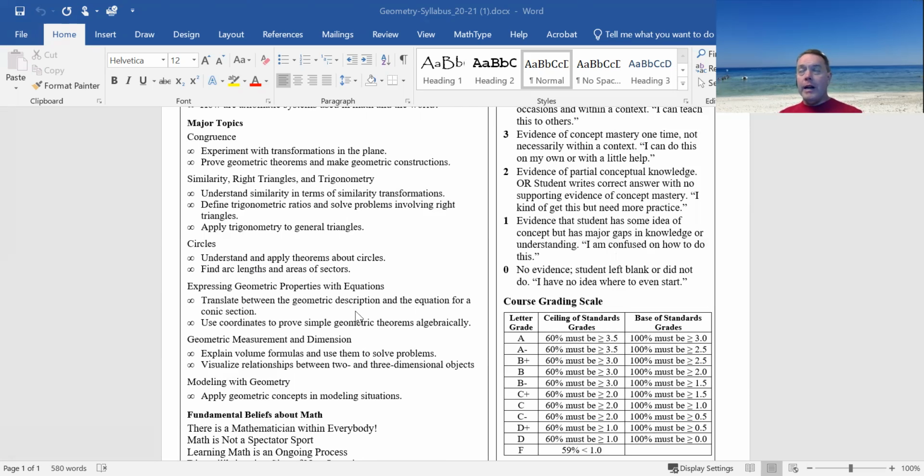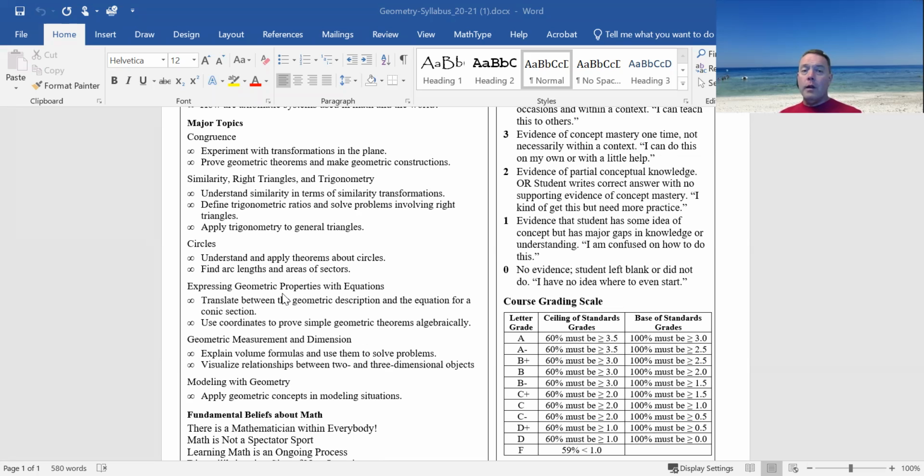Switching from geometry into algebra. Algebra is a tool that can be used to solve a lot of geometric problems, so we'll talk about that during the year. A lot of measurement and dimension, some real classical type problems here, and how to use geometry to model situations in the real world. So those things are what we cover in a normal year.